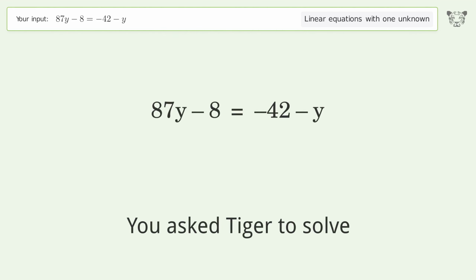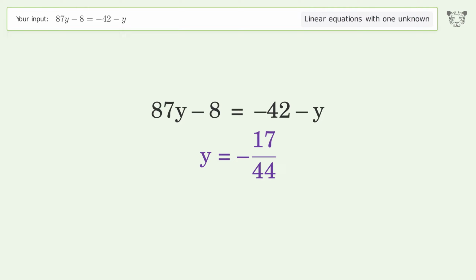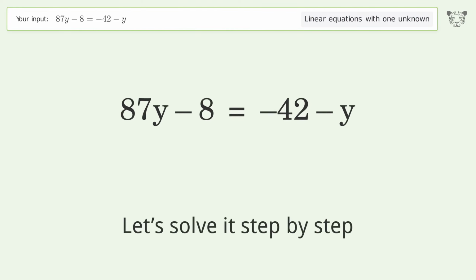You ask Tiger to solve. This deals with linear equations with one unknown. The final result is y equals -17/44. Let's solve it step by step.